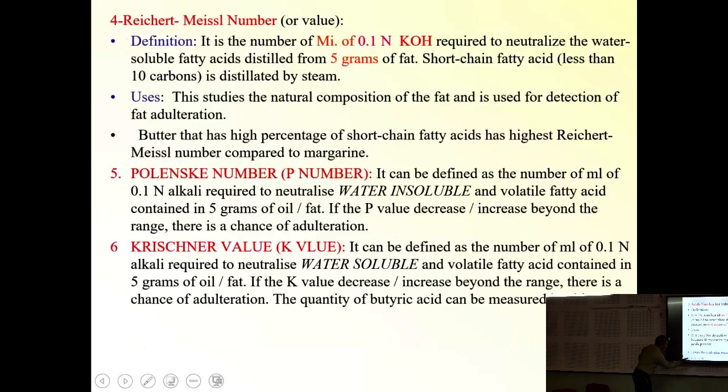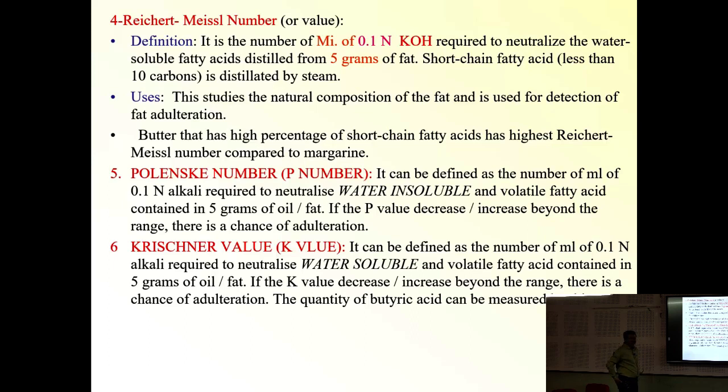Similarly, the RM number, or Reichert-Meissl number or value, you have to remember. The definition: it is the number of ml of 0.1 normal KOH required to neutralize the water soluble volatile fatty acids distilled from 5 grams of fat. Short chain fatty acids of less than 10 carbons are distilled by steam, and this neutral fat's natural composition is useful for detection of fat adulterations.